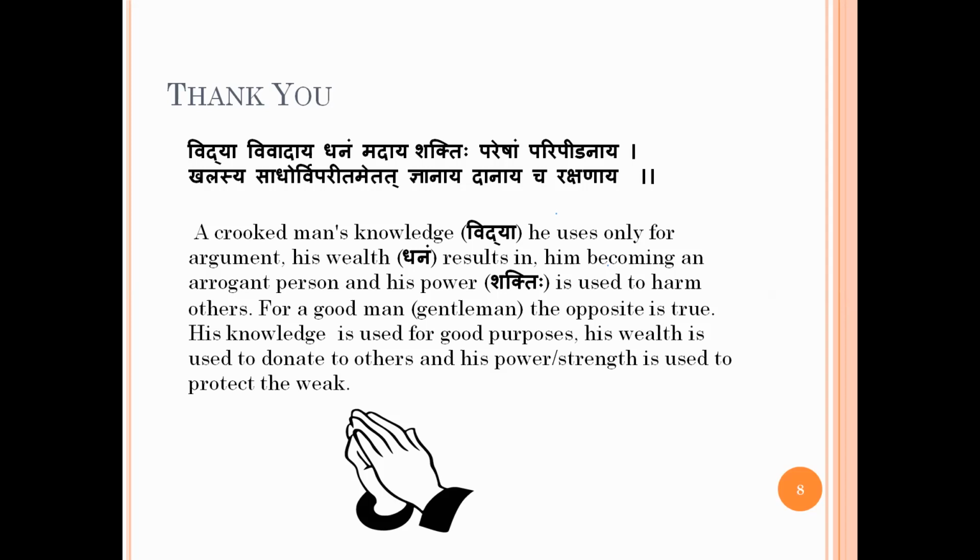Very interesting Subhashit. A crooked man uses his knowledge only for argument, and obviously he argues very cleverly, very smartly, with very subtle points, because he is using his knowledge for wrongdoing. The crooked man also uses his wealth to become an arrogant person. If the crooked man gets dhana or wealth, he becomes very arrogant. He uses his power, or Shakti, to harm others.